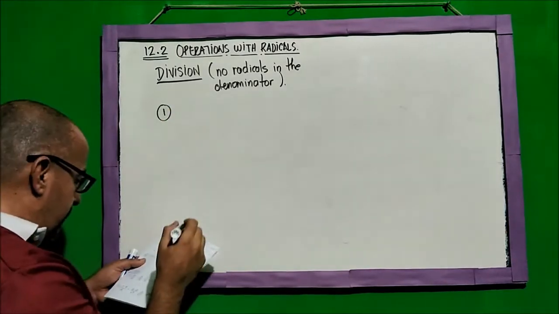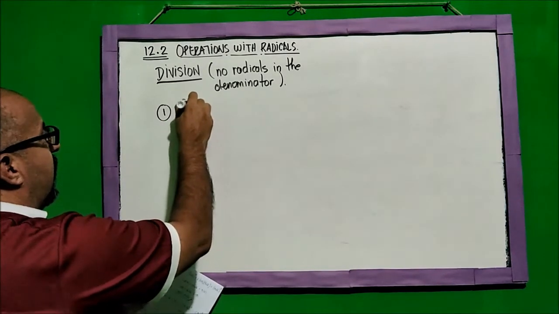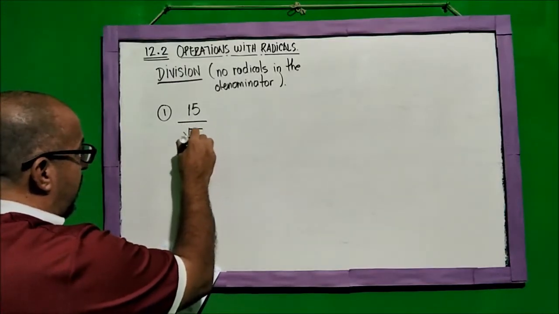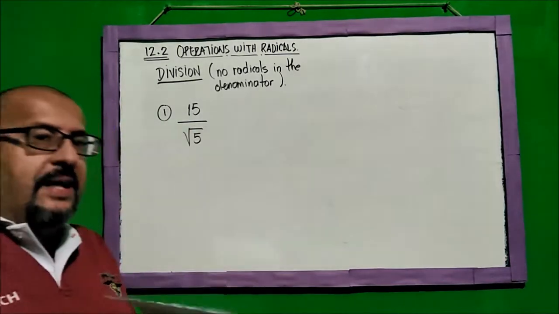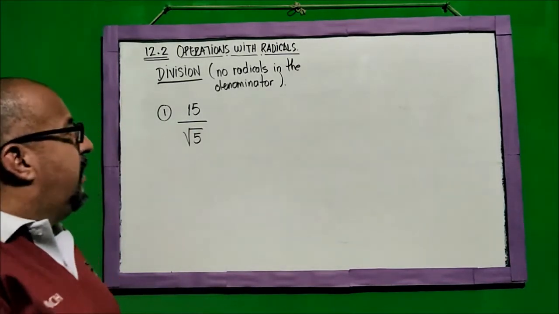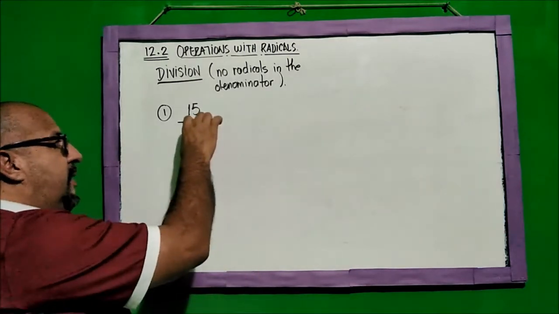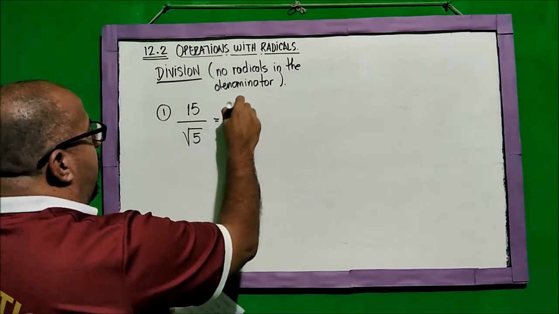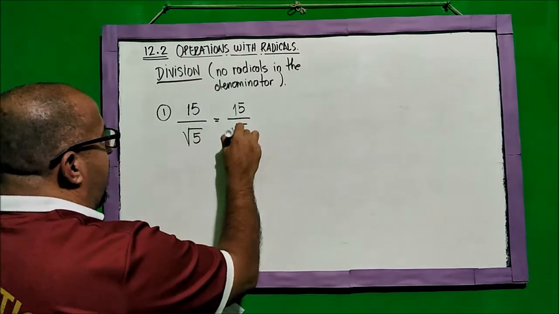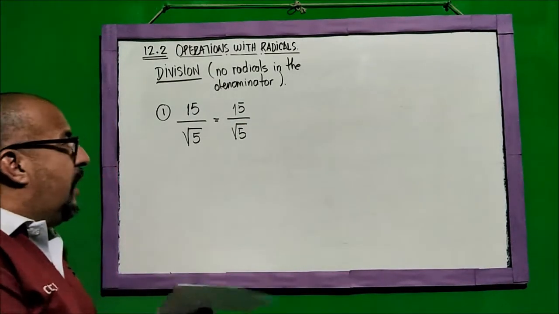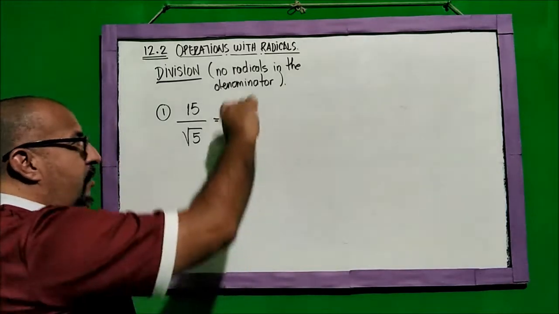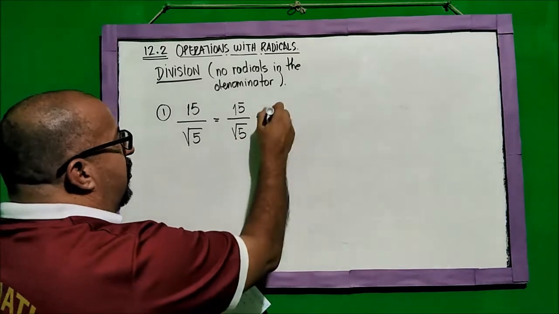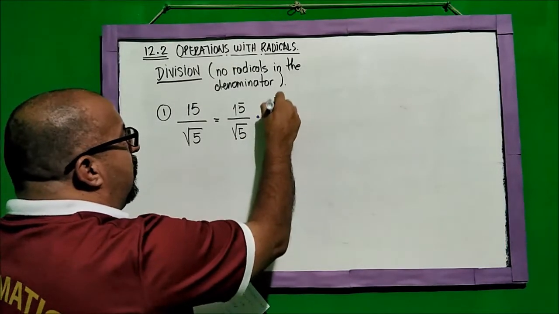Example number 1. We have 15 divided by the square root of 5. So as you can see in here, we have a square root on the denominator. Then what it means is I need to eliminate this radical from here. So I'm going to copy the original expression, 15 divided by the square root of 5. And what I'm going to do is create another expression that will not alter the process using the same radical. So I'm going to multiply and divide by a square root of 5.